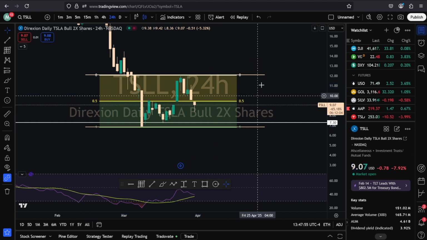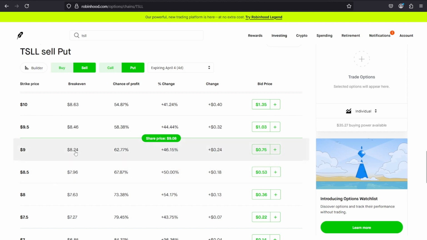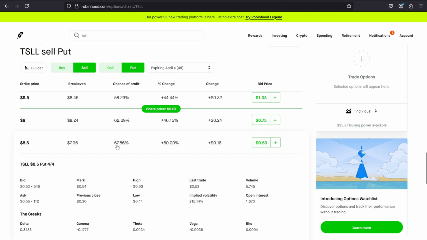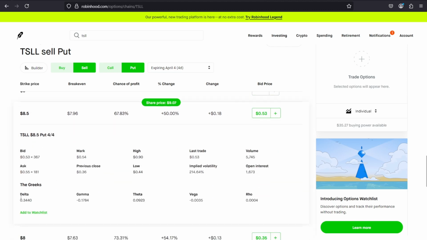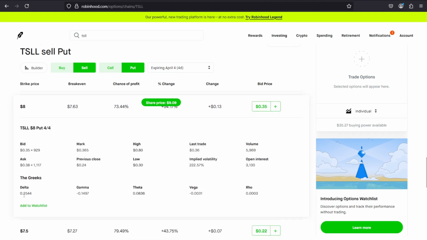You can target whatever put you want to. You can do a $9 put. You can do an 8.5 and 8. What I typically like to look for is a delta of 0.2. In this case, the 8.5 has a delta of 0.3. The $8 put has a delta of 0.2. That is what we're going to target.